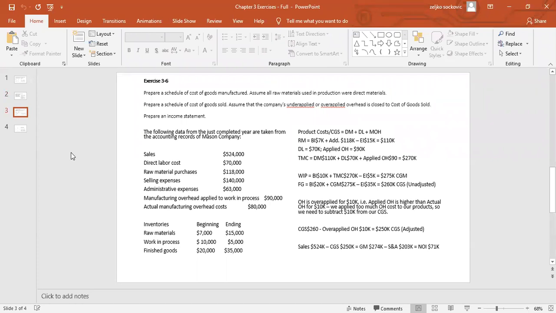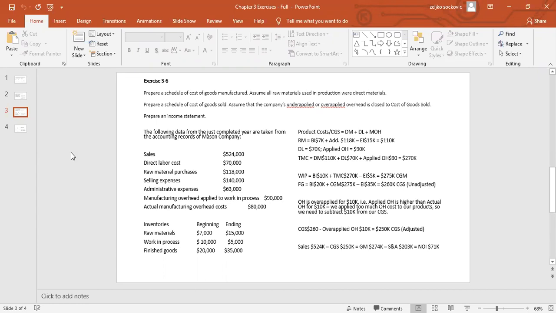What is this one? Schedule of cost of goods manufactured. Direct labor. I'm looking for something interesting that I can emphasize, maybe something that is not in the narrated lectures. And raw materials purchases. Manufacturing overhead applied to work in process, actual manufacturing overhead. So the first exercise was so far the most interesting. You see how it can be presented in different ways. Now this one is a little bit more straightforward. This is applied to work in process versus actual manufacturing overhead cost.